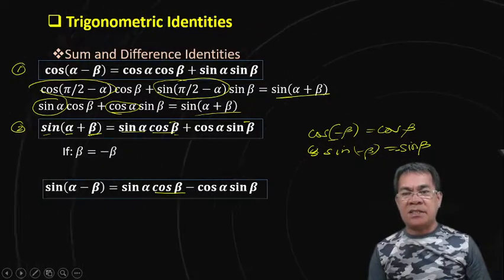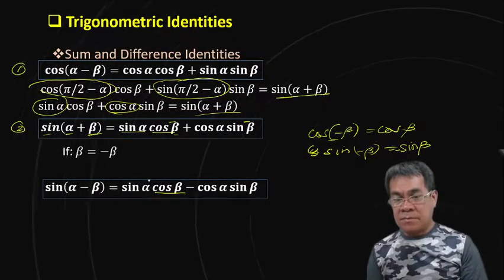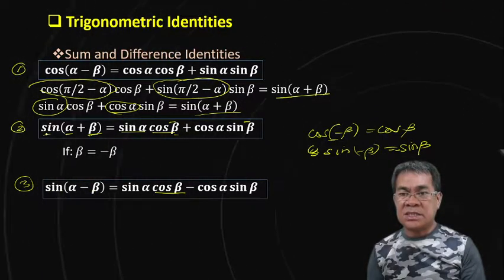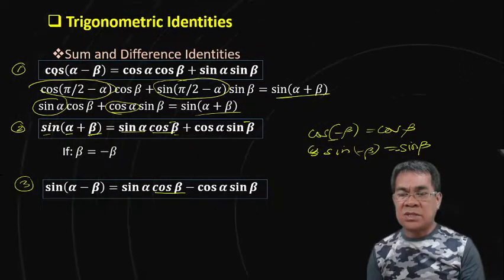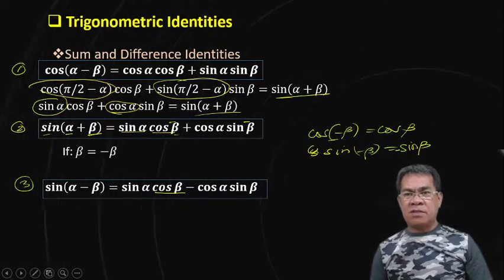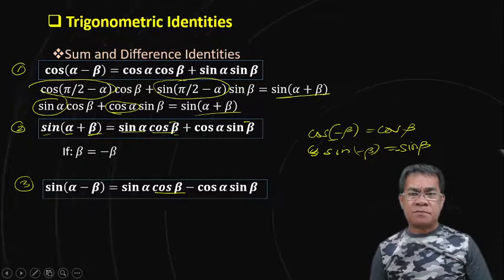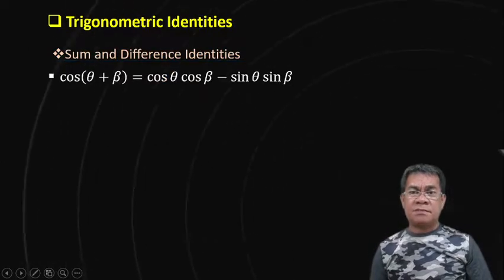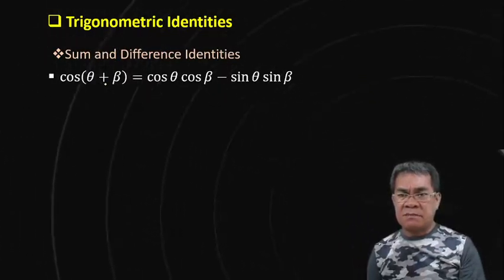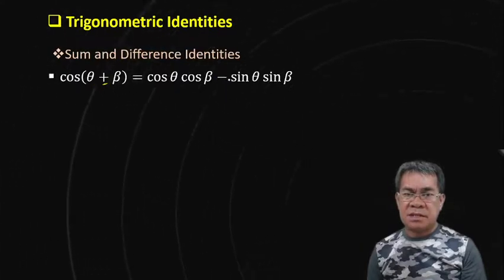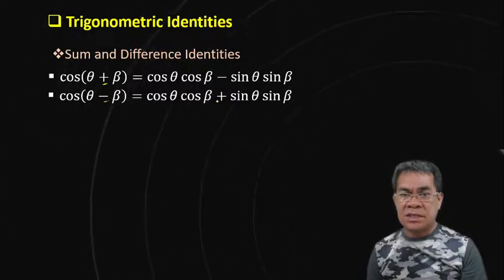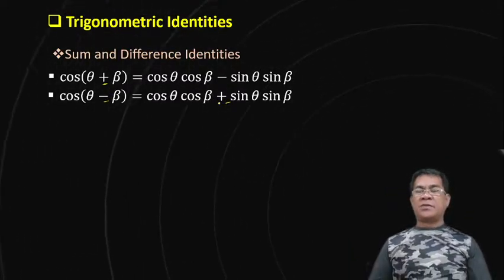And this is another identity. We call this the difference identity of sine. This is the sum identity of sine, while this is the difference identity of cosine. Now, what about the positive, the sum identity of sine or cosine? You just change the sign. So if this is positive, this will become negative. And take note, cos cos, sin sin. If this is minus, then this will be plus. That's for the cosine identity.